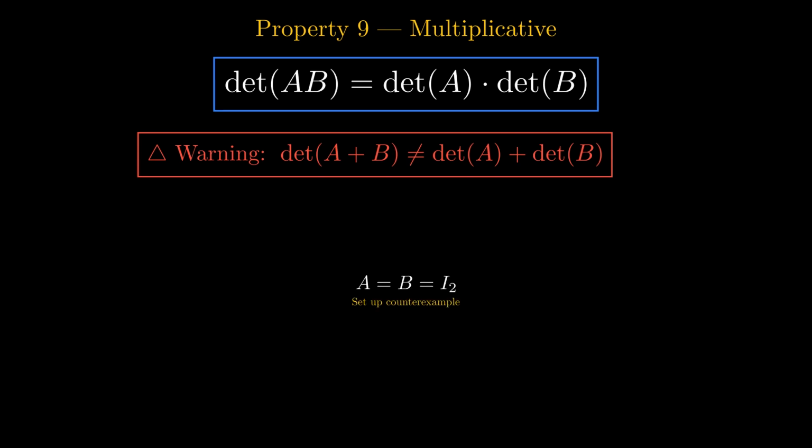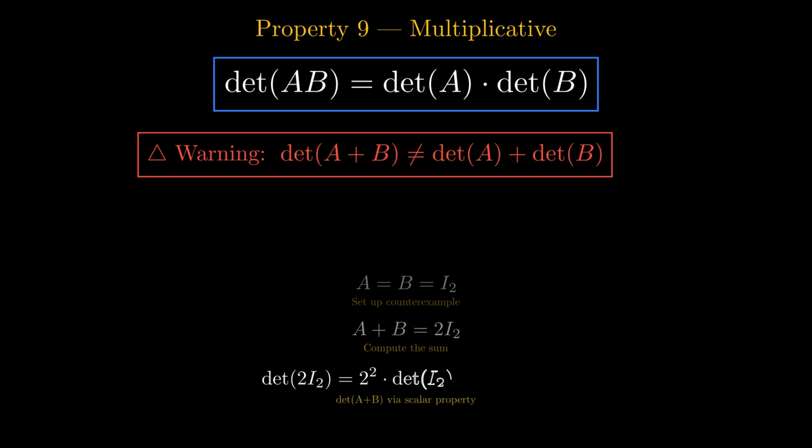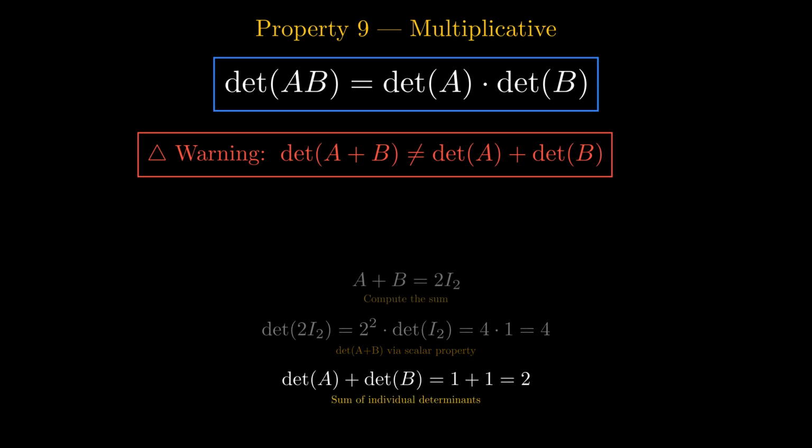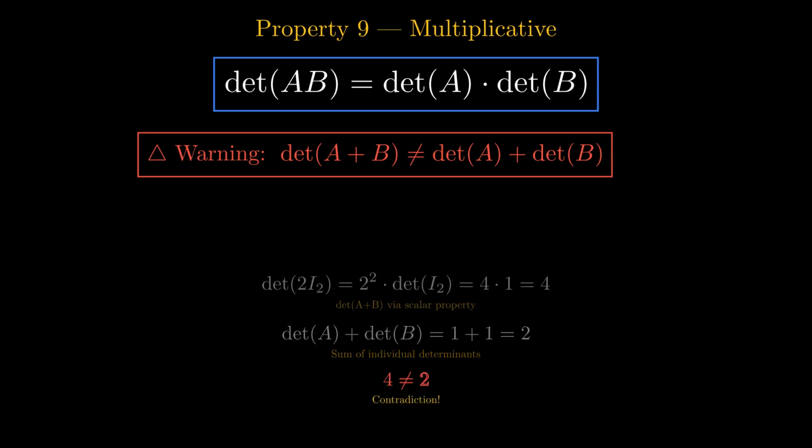Set A and B both equal to the 2 by 2 identity matrix. Then A plus B equals 2 times the identity matrix. The determinant of 2 times the identity is 2 squared times the determinant of the identity, which equals 4 times 1, giving us 4. But the determinant of A plus the determinant of B equals 1 plus 1, which is just 2. 4 does not equal 2. So the takeaway is clear. Multiplication works with determinants, but addition does not.